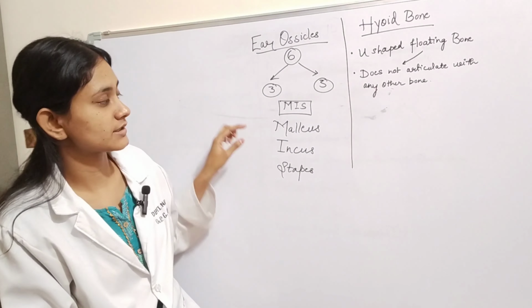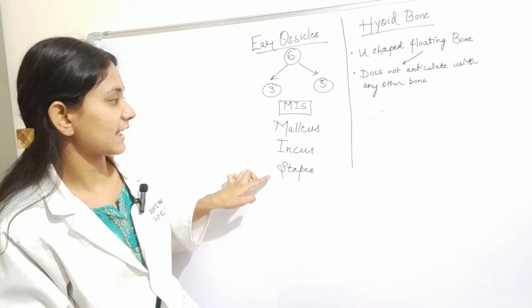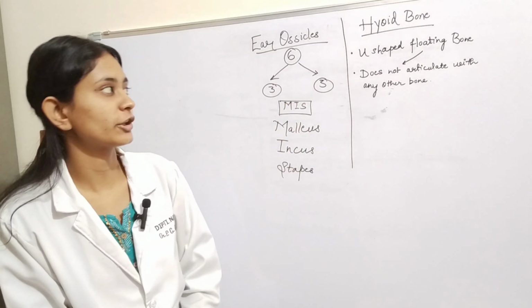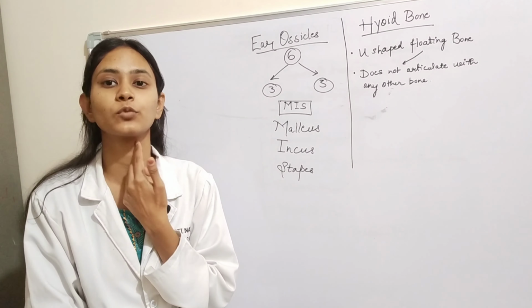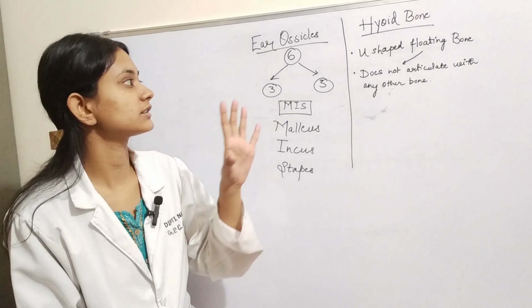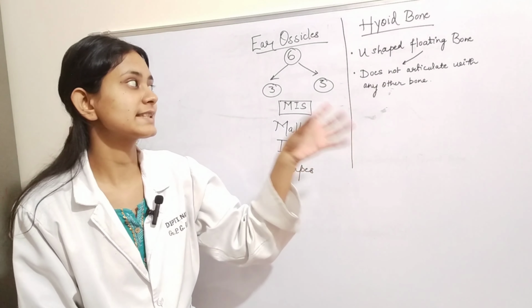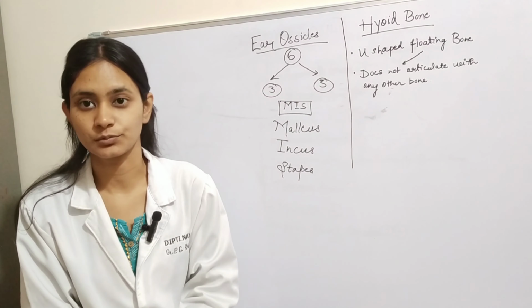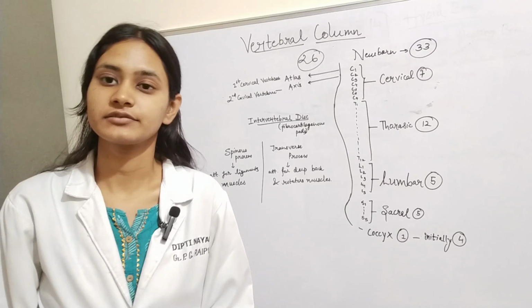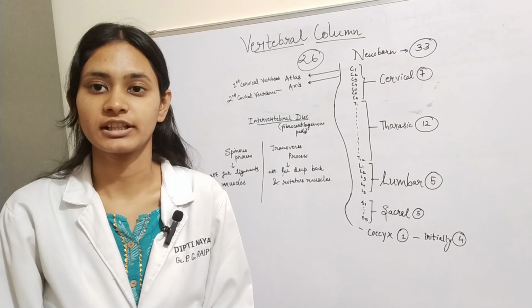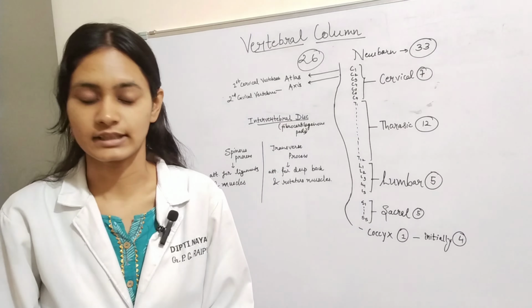These are the smallest, tiniest bones: malleus, incus and stapes. And the other one is the hyoid bone. It is a U-shaped floating bone present here, and floating bone means it does not articulate with any other bone. So in the axial skeleton we have completed the skull, and now we are left with the vertebral column and thoracic cage.